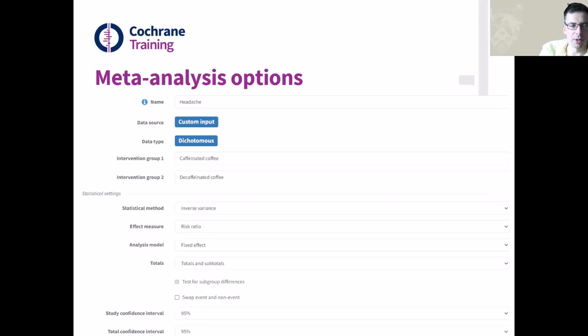I should just warn you that obviously RevMan is constantly changing. Some of the options are different now to what is in this slide, and there are different options in the boxes. This is a couple of years ago. But the basic principle remains.